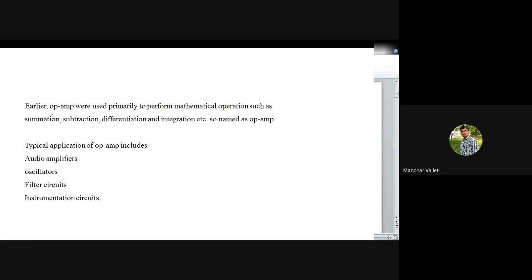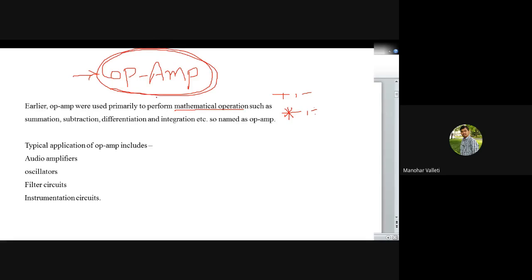So generally, now we'll see about the operational amplifier. Operational amplifier, as the name suggests, will do some operations. Those operations are mathematical operations like addition, subtraction, multiplication, and division. These are some of the mathematical operations done by the operational amplifier, and in short we will call it op amp.